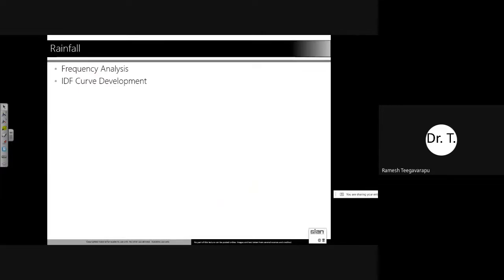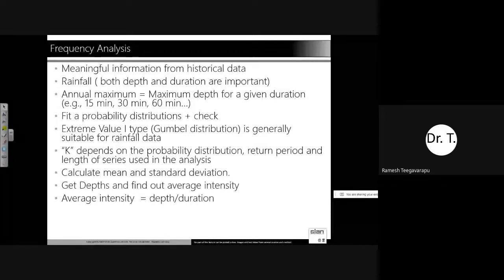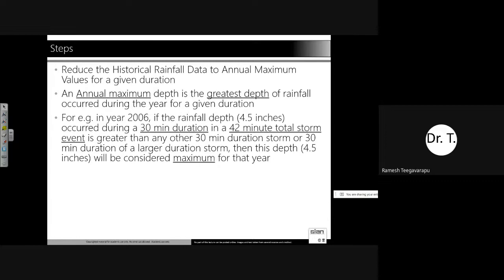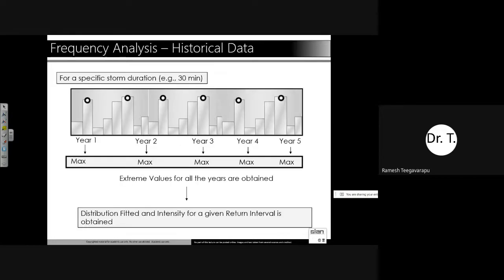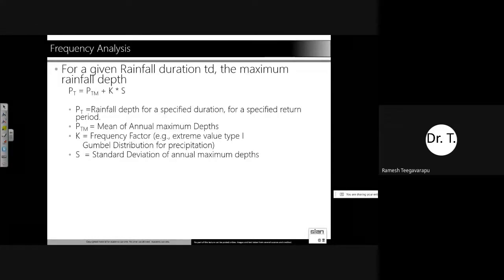So the frequency analysis is very straightforward: you pick up the historical data, you pick up the annual maximums for different durations, fit a probability distribution and check. And most of the time, extreme value type 1 is generally suitable. And then if you're using the discharge formula, you can use the frequency factor, and I'll show you that, and then you can get your average depth. So that's the step. You try to get the maximum value, fit a distribution, and finally get the intensity associated with a particular return period. So this is your formula.